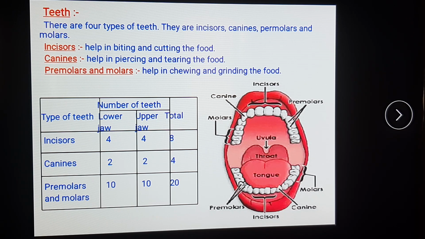Here in the table you can see the types of teeth are shown: incisors, canines, premolars and molars. The number of teeth in the lower jaw and upper jaw is given with the total number of teeth. The lower jaw has 4 incisors, the upper jaw has 4 incisors, and in total there are 8 incisors in our mouth. Then canines, there are 2 in each jaw, so there are a total of 4 canines. Premolars and molars, there are 10 in the lower jaw as well as the upper jaw, so in total there are 20 premolars and molars.